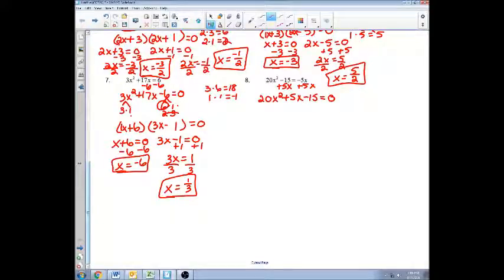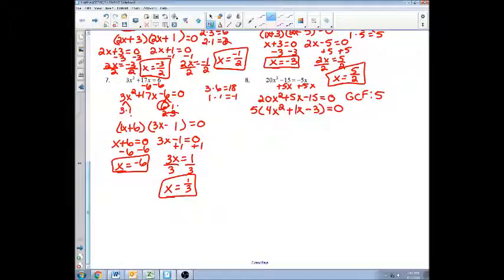All right. What I'm going to do now is look for a GCF. Are 20, 5, and 15 divisible by the same thing? They are. They're all divisible by 5. So if I pull a 5 out, what's 20 divided by 5? That is 4x squared. 5 divided by 5 would just be 1x, and 15 divided by 5 would be a negative 3. So I do have a GCF on this problem.